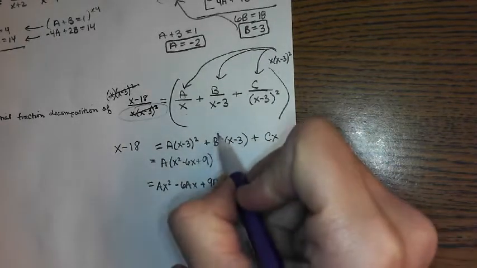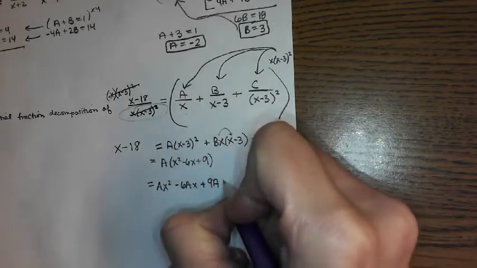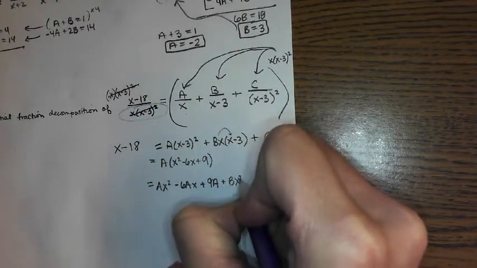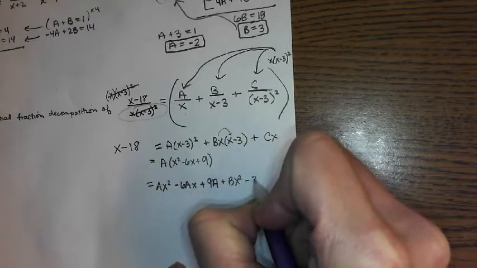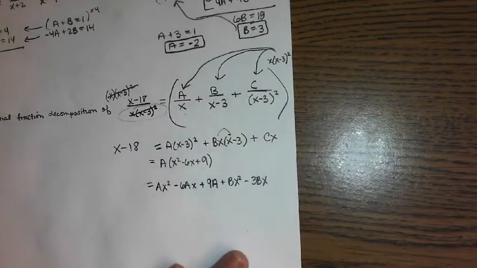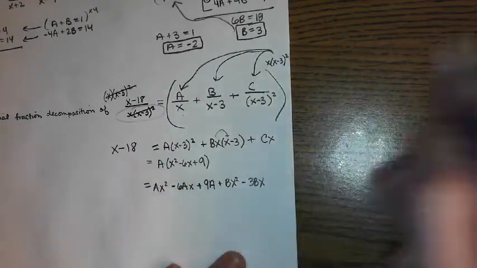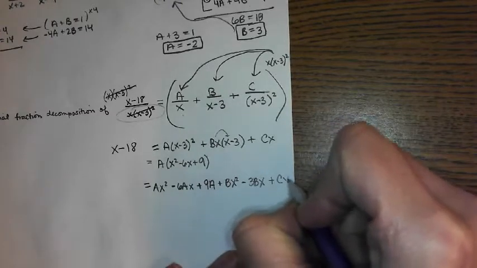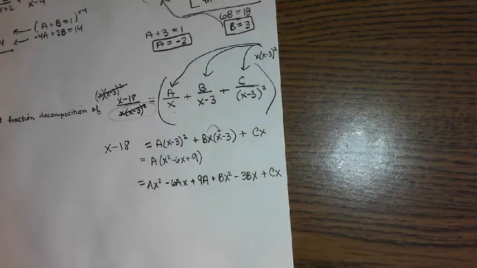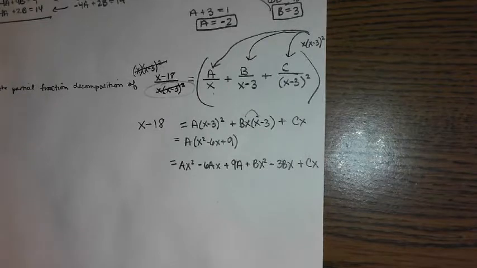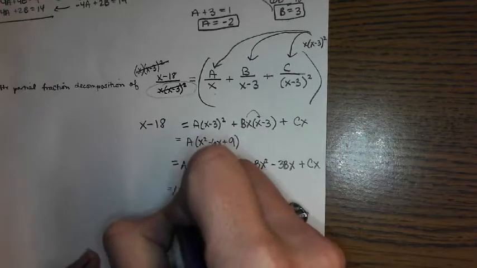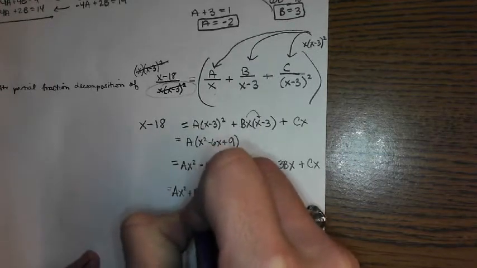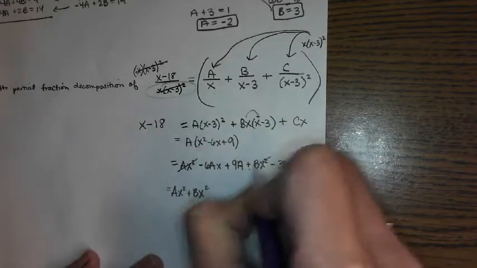In my middle term, I'm going to have to distribute my bx, so that's going to give me plus bx squared minus 3bx. And then in my third term, I don't have anything to do, it's just plus cx. Then comes the rearranging. So getting all your x squareds together. So I have an ax squared plus a bx squared. That handles those two terms.